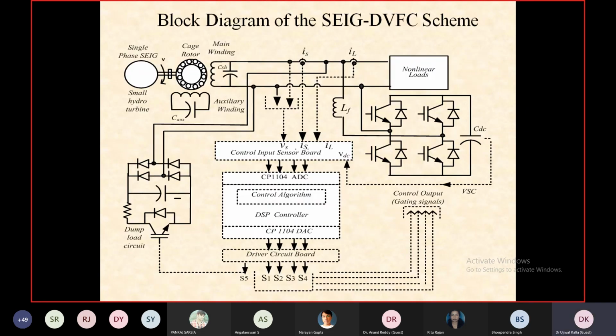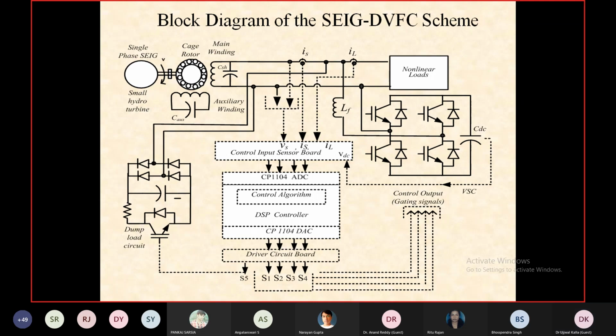Now we'll discuss the digital control scheme for this. In this digital control scheme, the induction generator is the same, the small hydro turbine is the same, and a capacitor is connected across the auxiliary winding. The value of this capacitor is determined in such a manner that the rated voltage will be induced across the main winding.